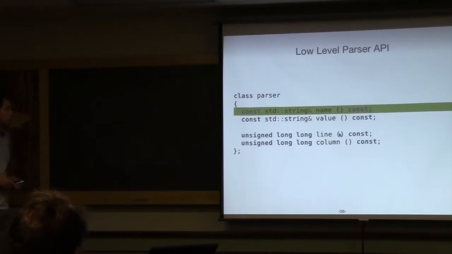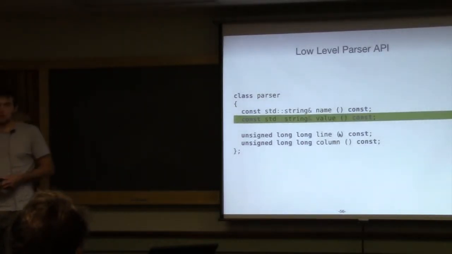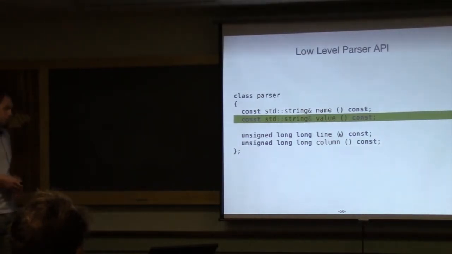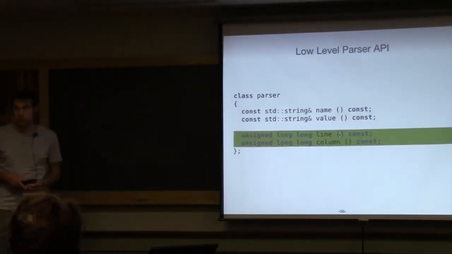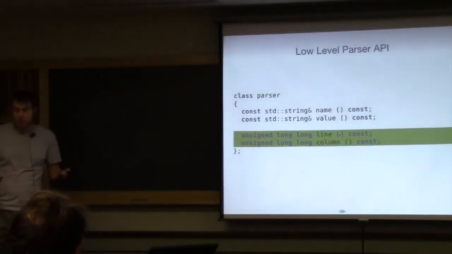You have the name function, which returns the name of the current attribute or element. And the value function returns the text content for the characters event corresponding to an element or attribute. The line and column functions return the current position in the parsing position in the document.